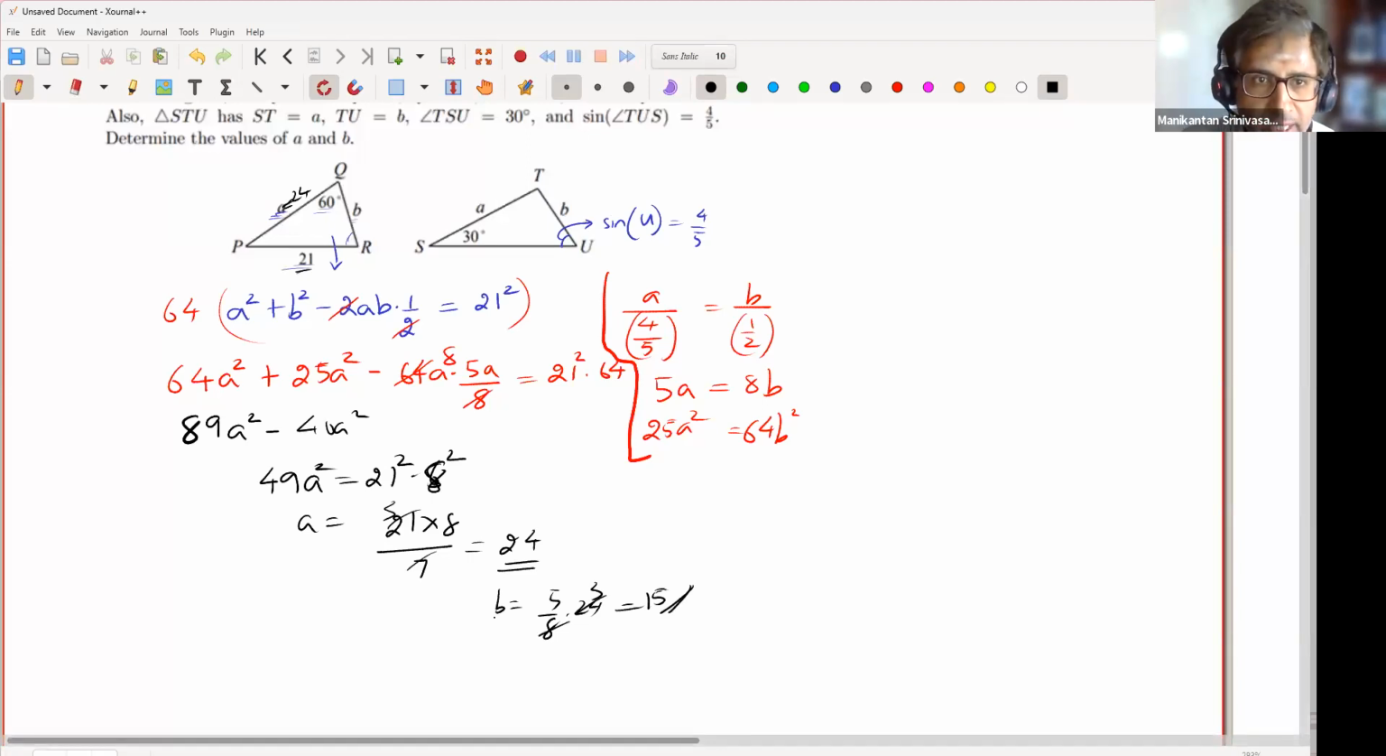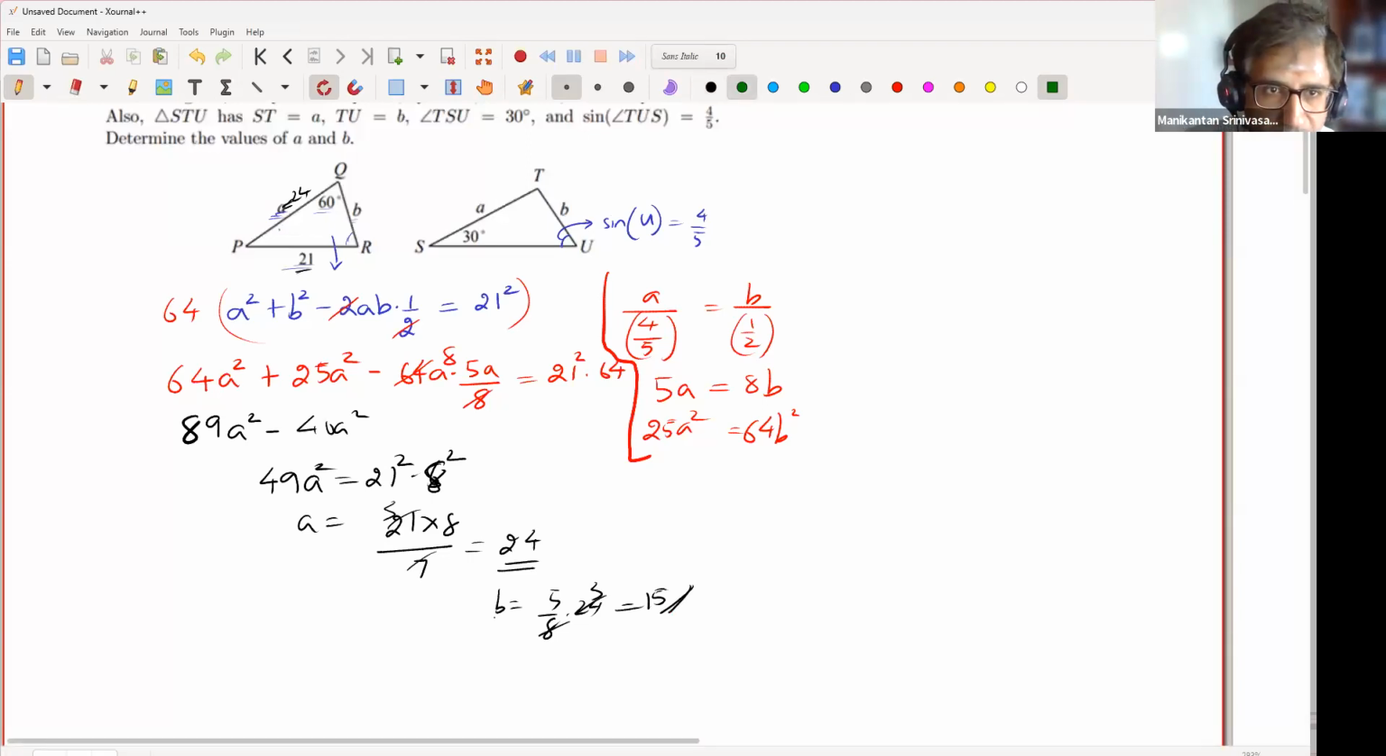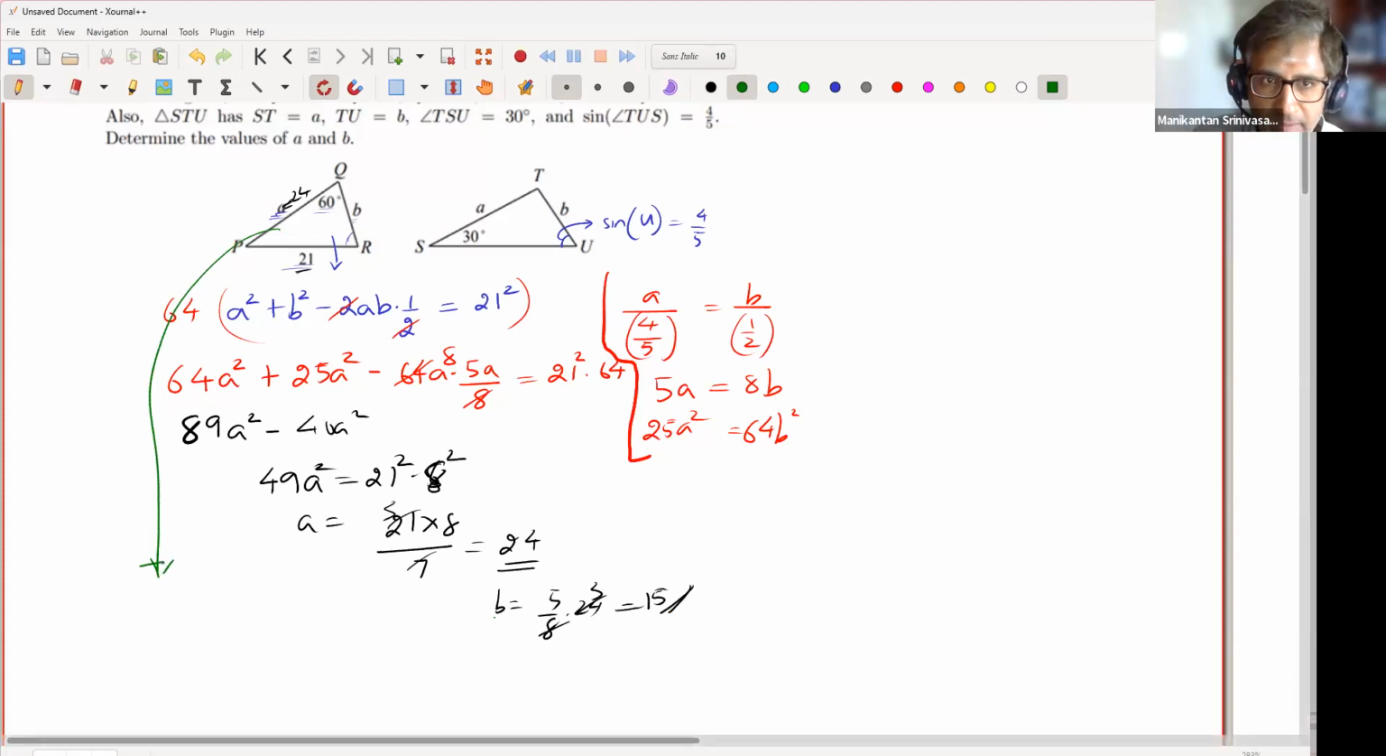Now, Siddharth, what were you saying? In this first triangle also you used sine rule, is it? Yeah, I said that is possible because you can do. Okay, tell me, walk me through it, how that works out better. That doesn't work out better.